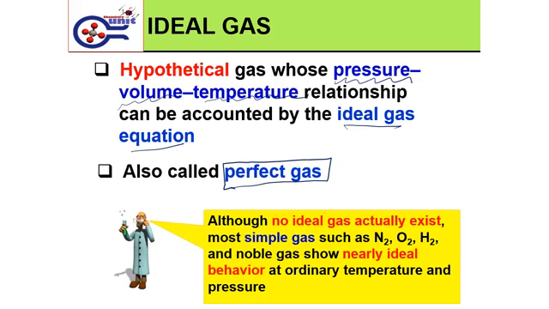Kena faham sebenarnya ideal gas awak ni tak wujud. Inilah gas yang ideal. Tak wujud. Dia wujud sebagai real gas. Tapi kita boleh jadikan gas kita tu menghampiri. Dia show nearly ideal behavior at ordinary temperature.